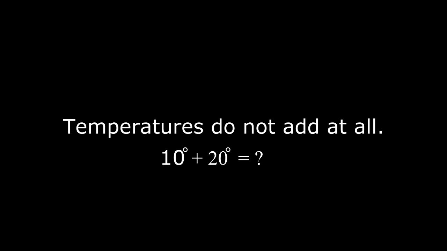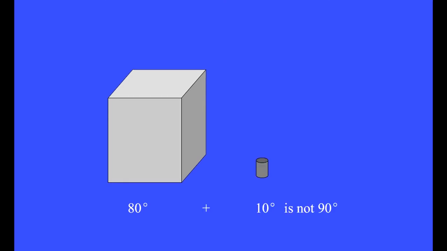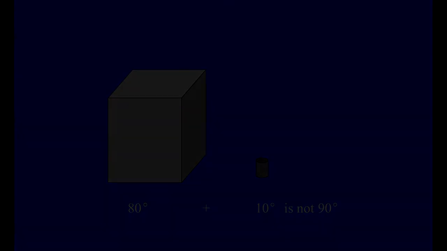In a later chapter, we'll find that heat energy adds normally, but temperatures do not. If you have a tub full of hot water and add a cup full of cold water, the resulting temperature is not the sum of the two, but it is a weighted average. For other things, the sum depends on the angle between them.